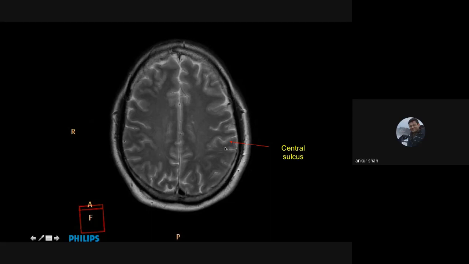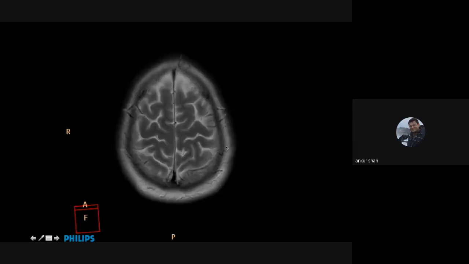Whenever a lesion is situated adjacent to this, in the precentral or postcentral cortex, you can imagine that even a small infarct or small lesion in this part can cause significant symptoms to the patient and loss of movement also. Still, if we go above, this is the interhemispheric fissure or falx.